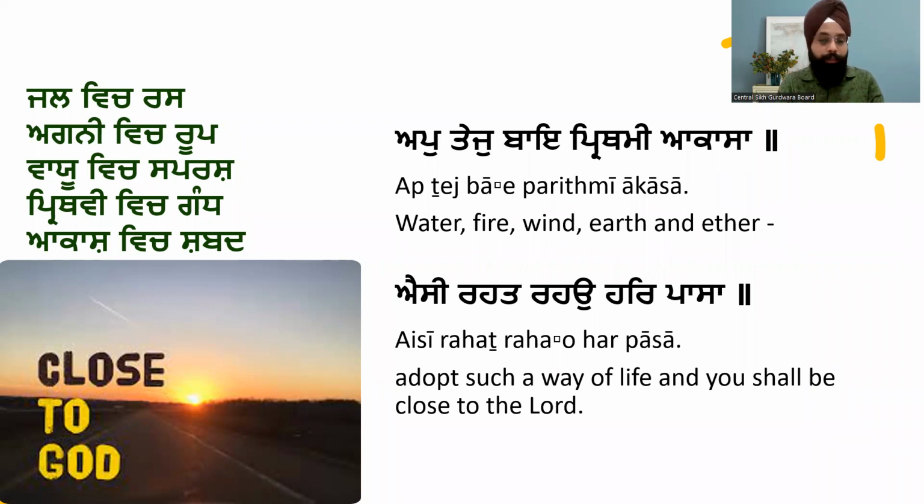ਐਸੇ ਰਹਤ ਰਹੋ ਹਰ ਪਾਸਾ. Kabir ji is saying, if we can just learn from the nature of these five elements, then we can meet Vaheguru. If we are not able to understand, like what should I do? How should I live my life? How can I be one with the Lord? How can I go close to God? Then Kabir ji is helping us to understand.